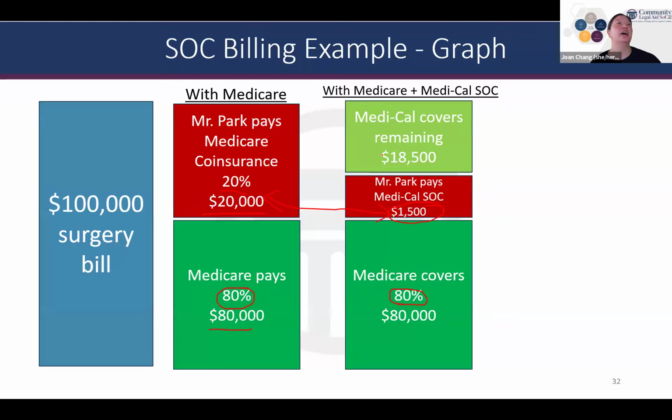And instead, Medi-Cal covers the remaining 18,500. So again, instead of Mr. Park paying the full 20K, he's only paying 1,500.